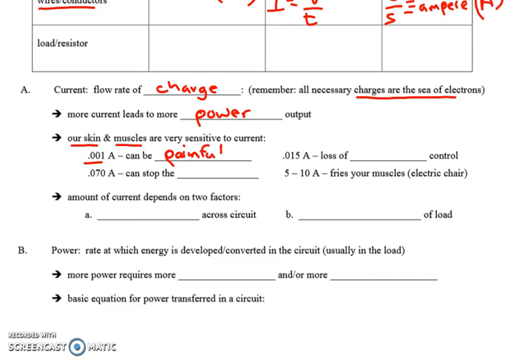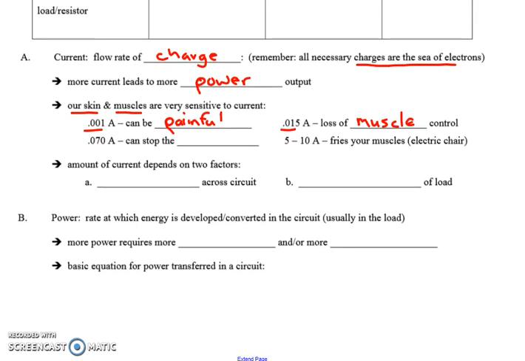Okay? If you up it to 15 thousandths, then you lose muscle control. All right, so that happened to me last year where I grabbed a hold of 2 wires and I had a few hundredths or a few thousandths of an ampere of current flowing. I could not let go of them until I fell back. And that's very, very, very painful.